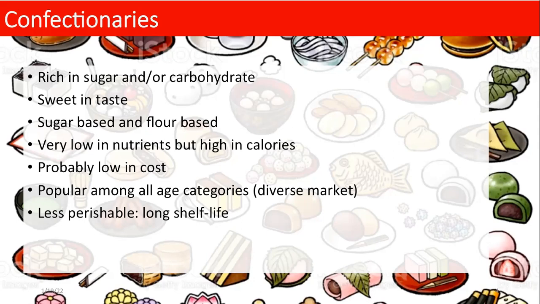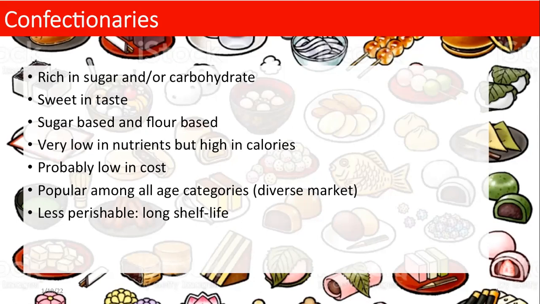The very important thing is it is very popular among all age categories, right? From infants to elder people, our grandparents, grandfather, grandmother also like to eat confectionaries. So therefore, we have a very big market for confectionaries.